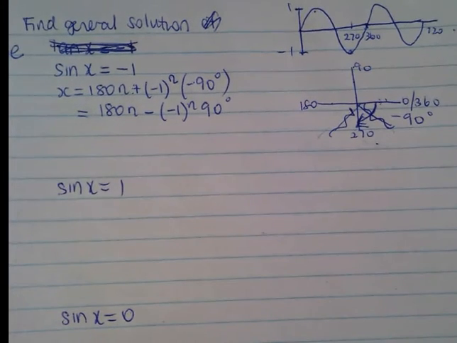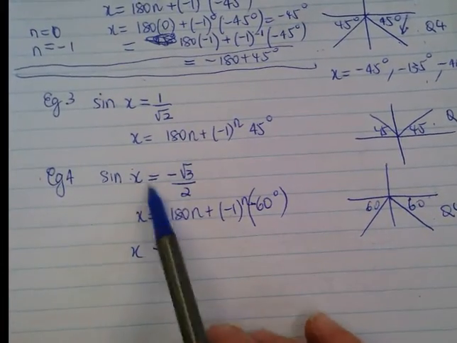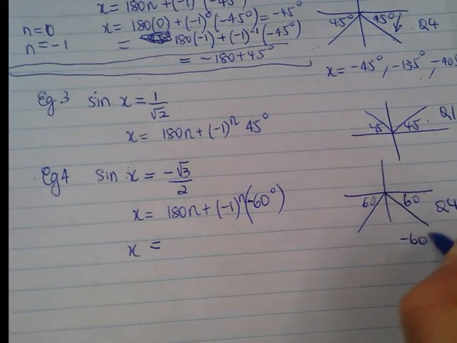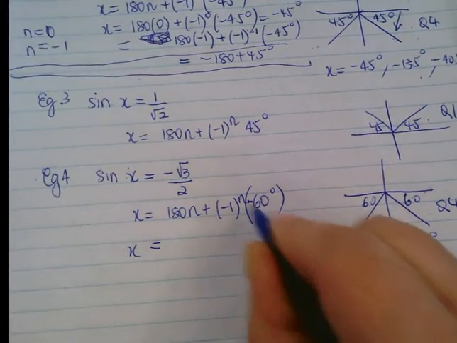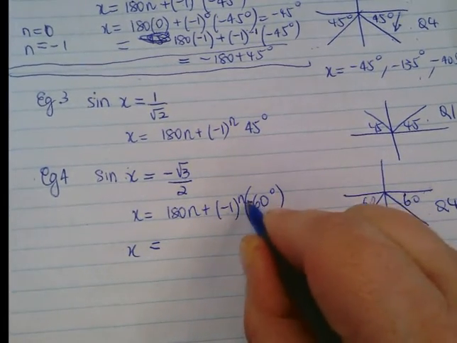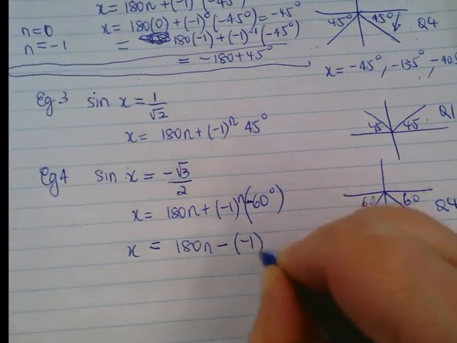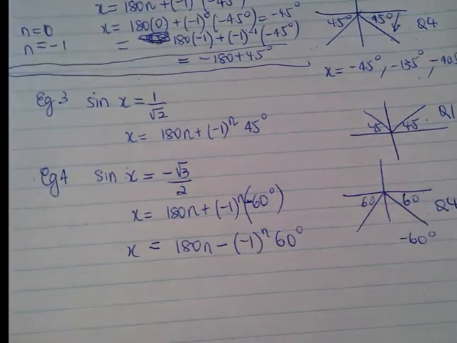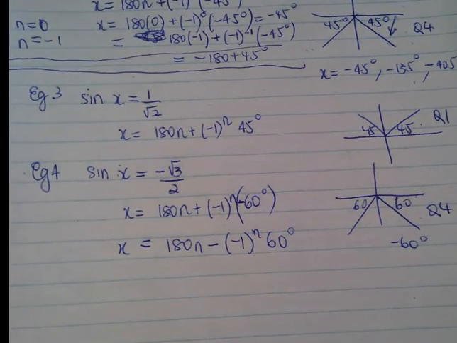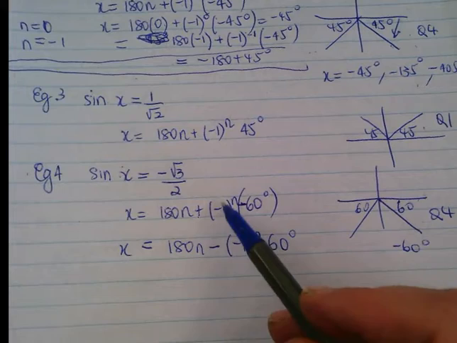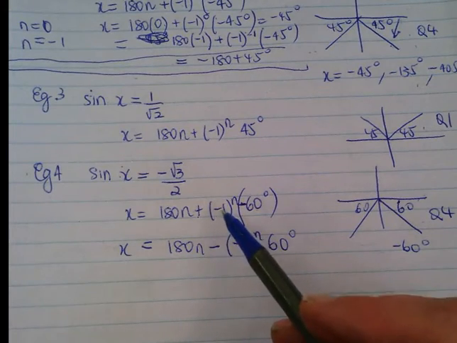So actually we need to go back and fix up that question from yesterday. In that question, sine x is negative root 3 on 2. Our acute angle was 60. So we've got 180n plus (-1)^n times negative 60. Instead of going plus negative 60, it'll be 180n minus (-1)^n times 60 degrees. Are we okay with that? Instead of having a plus and a minus, it doesn't change the (-1)^n. Please don't change that. All right?